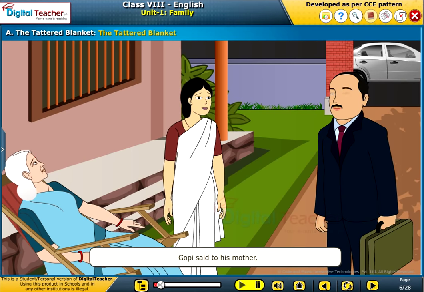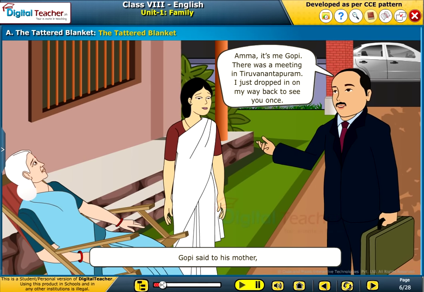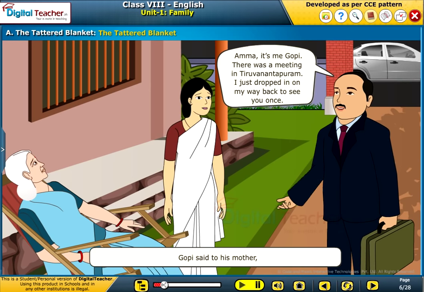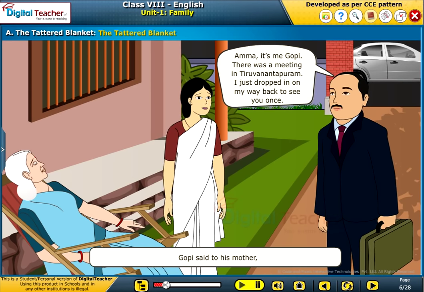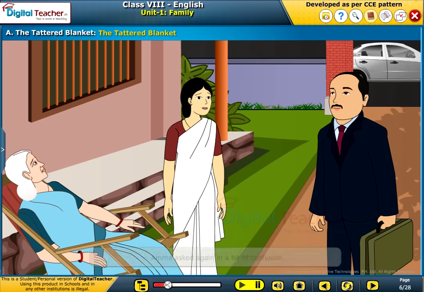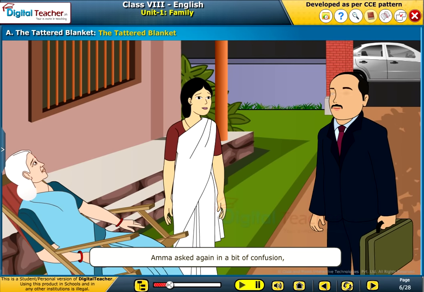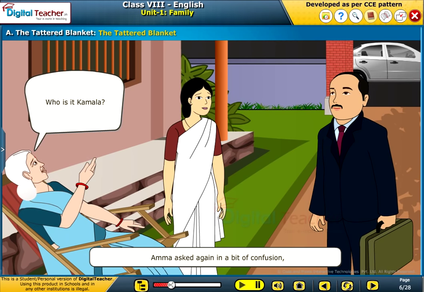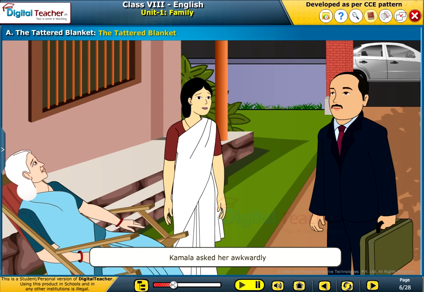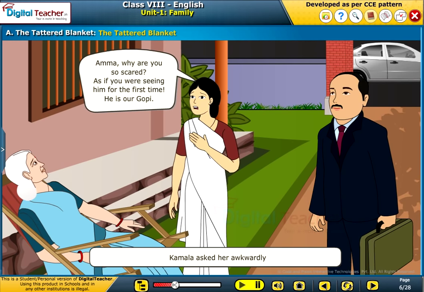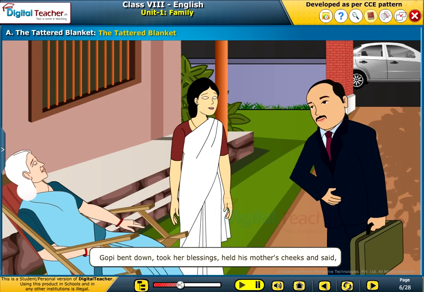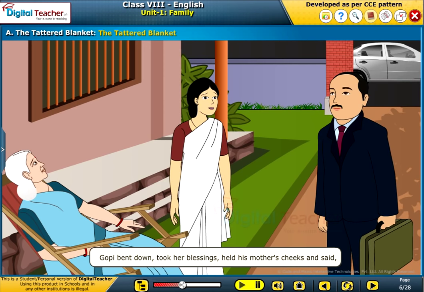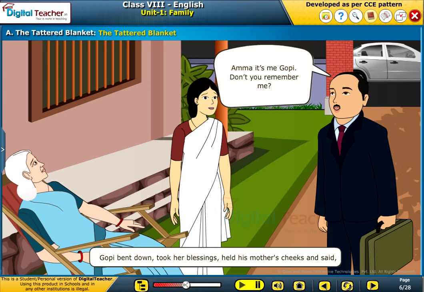Gopi said to his mother, Amma, it's me, Gopi. There was a meeting in Thiruvananthapuram. I just dropped in on my way back to see you once. Amma asked again in a bit of confusion, Who is it, Kamala? Kamala asked her awkwardly, Amma, why are you so scared? As if you were seeing him for the first time. He is our Gopi. Gopi bent down, took her blessings, held his mother's cheeks and said, Amma, it's me, Gopi. Don't you remember me?